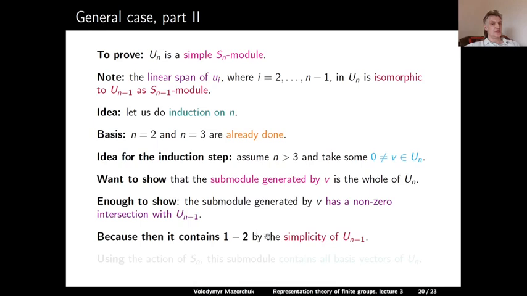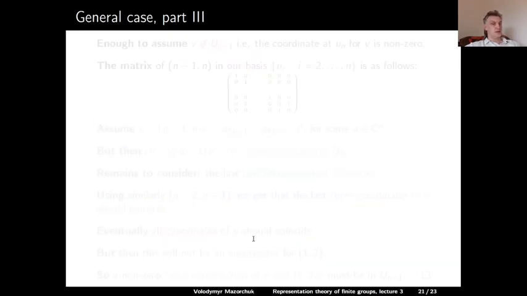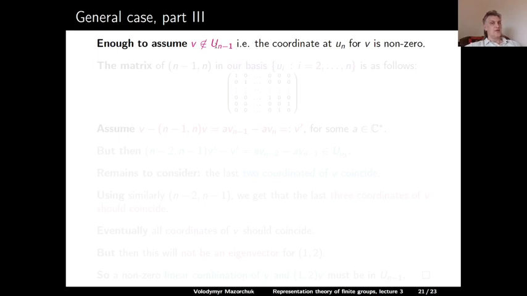By the inductive assumption, then we would have that our module Un contains 1 minus 2, and using the action of Sn, we will get all basis elements in Un from the element 1 minus 2. So let us prove that if we take a non-zero vector, then the minimal submodule containing that vector has a non-trivial intersection with Un minus 1. Of course, it's enough to assume that the starting vector doesn't belong to Un minus 1, because otherwise there is nothing to prove. And the fact that it doesn't belong to Un minus 1 means that the coordinate of this element at Un is non-zero.